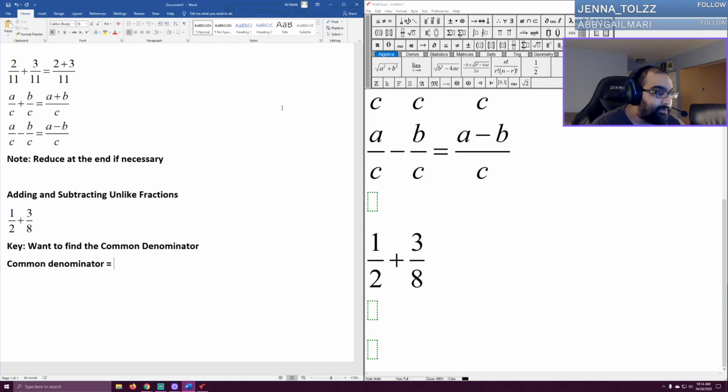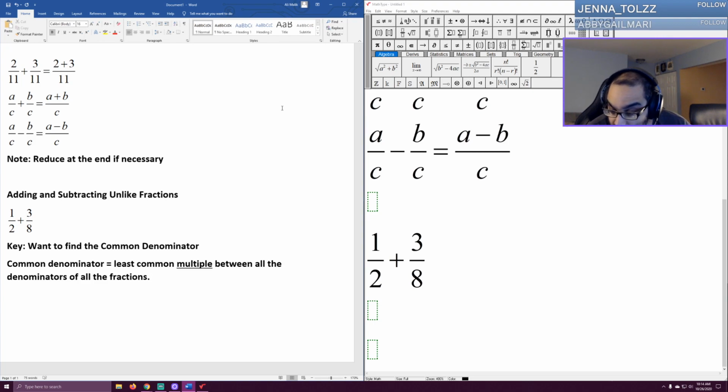The common denominator is the least common multiple between all the denominators of all the fractions. I'm going to stress this a little bit, and I'll make a note after this as well, just to make things easier. Let's look at our example out here.